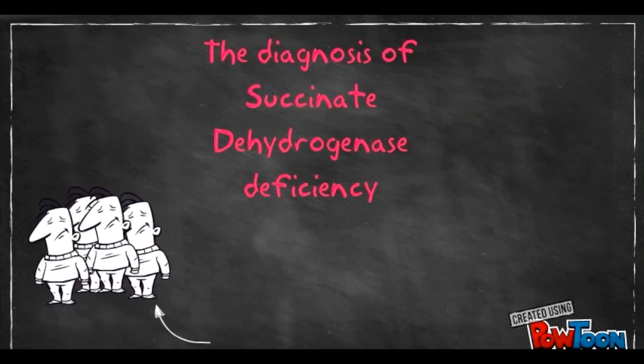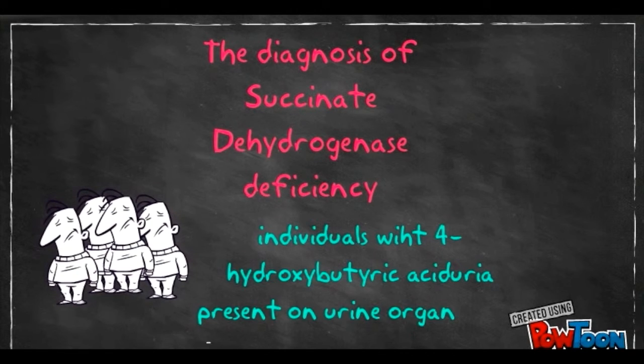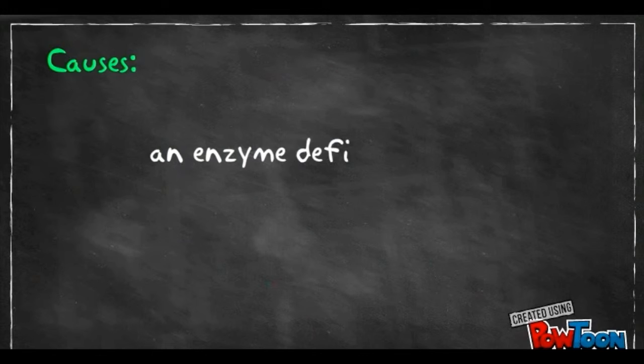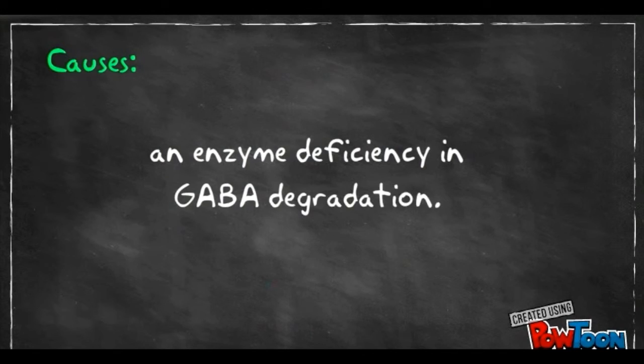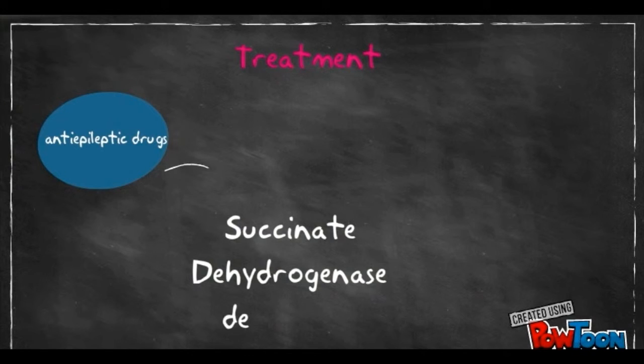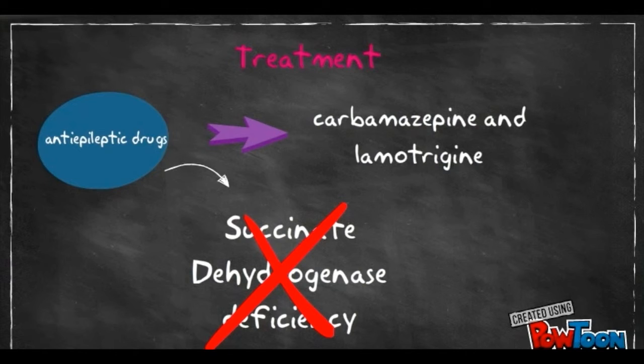Succinate dehydrogenase deficiency causes mitochondrial myopathy with a wide range of symptoms. Such symptoms include brain involvement, cardiomyopathy, and exercise intolerance. Diagnosis of succinate dehydrogenase deficiency is suspected in individuals with 4-hydroxybutyric aciduria present on urine organic acid analysis. Effective antiepileptic drugs are used as treatment for this deficiency. They include carbamazepine and lamotrigine.